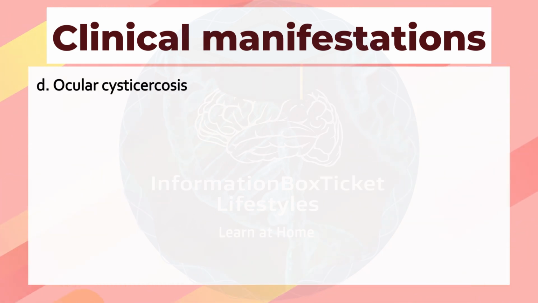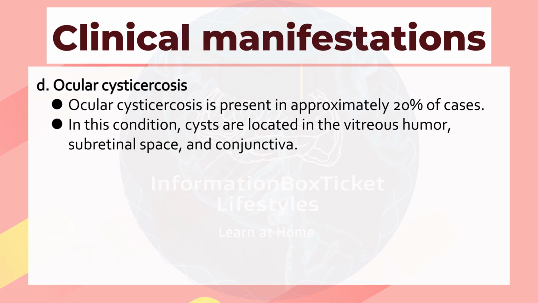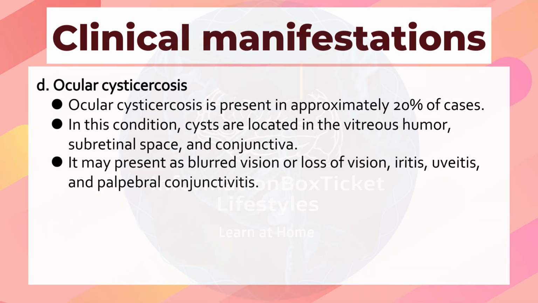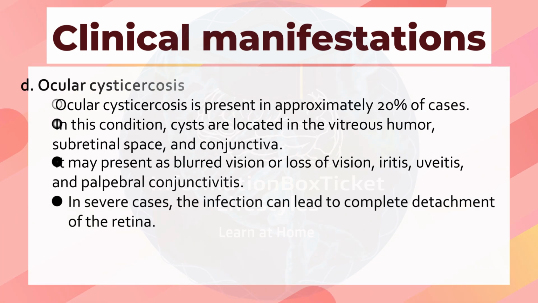Ocular cysticercosis. Ocular cysticercosis is present in approximately 20% of cases. In this condition, cysts are located in the vitreous humor, subretinal space, and conjunctiva. It may present as blurred vision or loss of vision, iritis, uveitis, and palpebral conjunctivitis. In severe cases, the infection can lead to complete detachment of the retina.